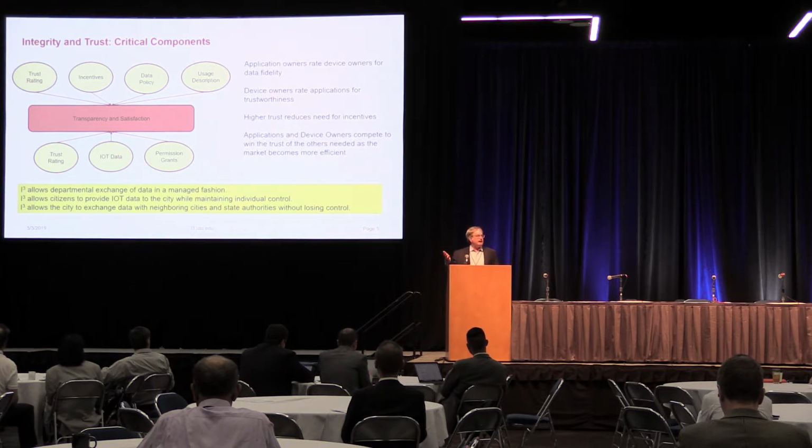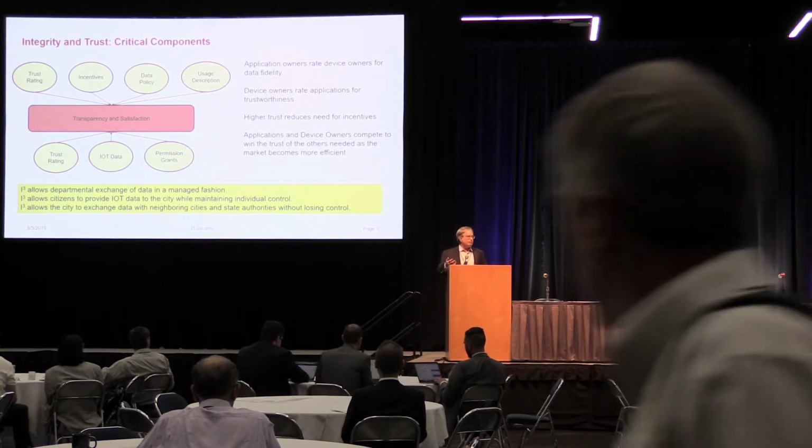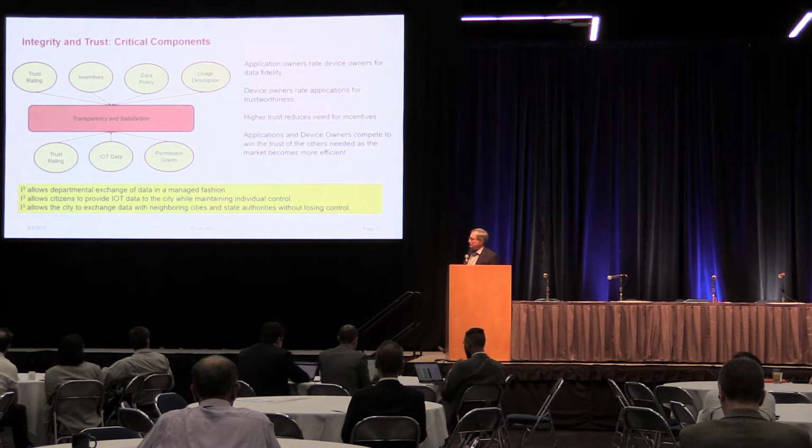We're trying to think ahead. Just like there is fake news today, in the future there will be fake IoT data as people try to drive and change the behavior of the network. So you actually have to think through some of the things that we're seeing in social networks and how they apply in an IoT world as well. Trust rating on the application side, incentives.